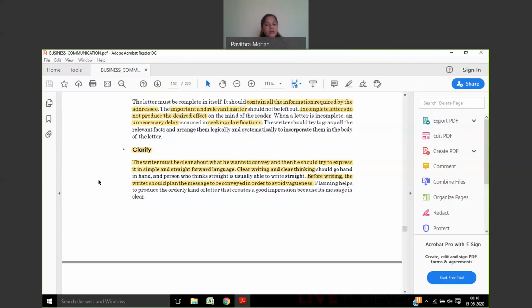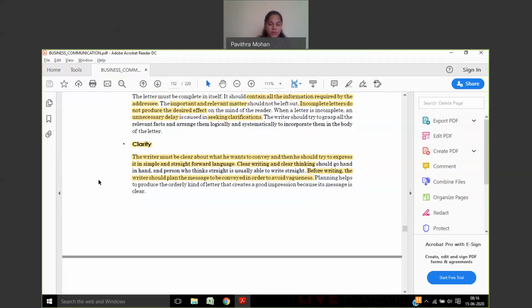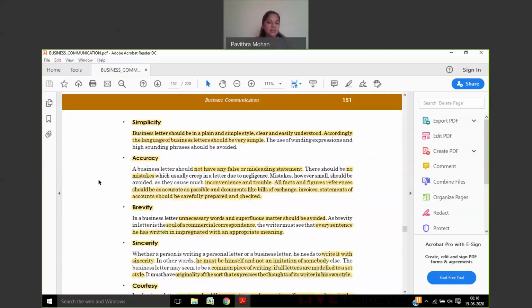Before writing, the writer should plan the message to be conveyed in order to avoid vagueness. So kindly ensure that before you start writing, you assemble the information. You understand what needs to be written, and the design or fashion in which you want to write. You gather all this information in your mind and understand the flow you're going to write. Once the flow is clarified and you are clear about it, then you start writing your message.